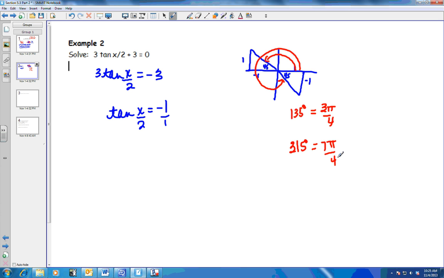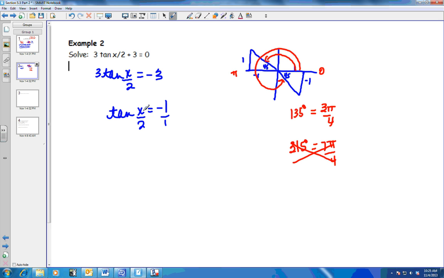Okay, now I just did some extra work. I wasn't really thinking, did I need to go ahead and find this? I didn't, because we already said the period for tangent is pi. So can't I just find this first one from 0 to pi, and then I'll have all of the rest of my answers that I need? Okay, so I didn't have to do this part.